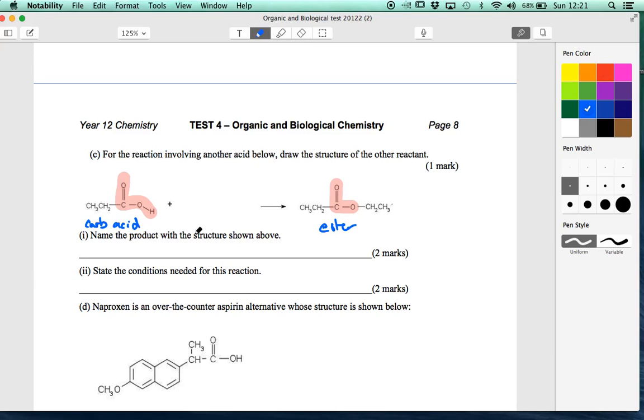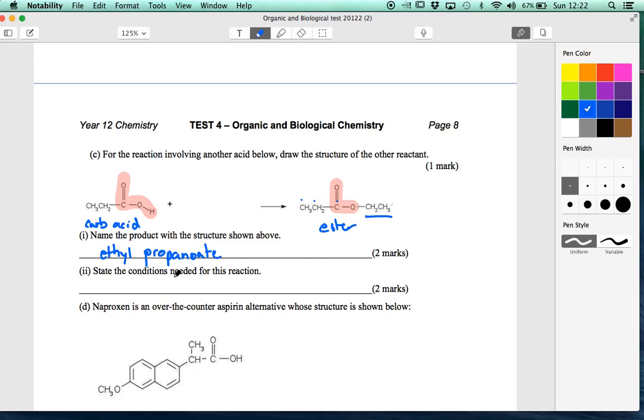So it says name the product with the structure shown above, okay? If I look here, it's an ester. All right, we name it from the side chain first. In this case, that's ethyl. And there's my main chain, which has 1, 2, 3 carbons. So it's ethyl propanoate.